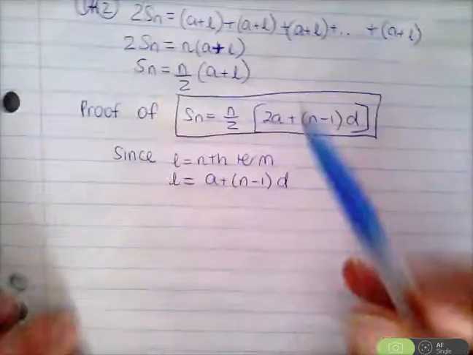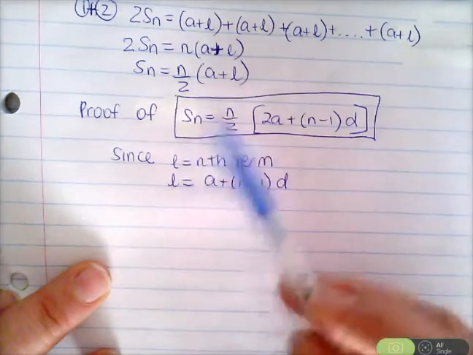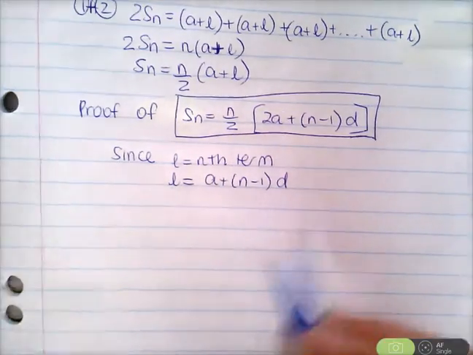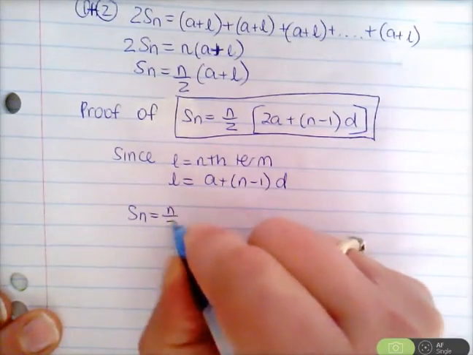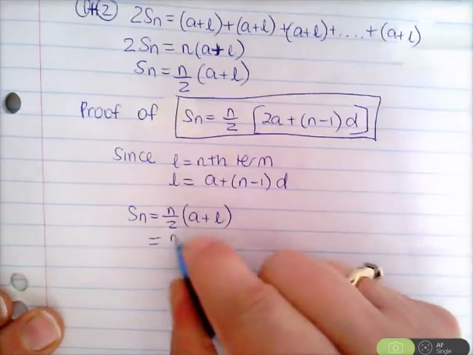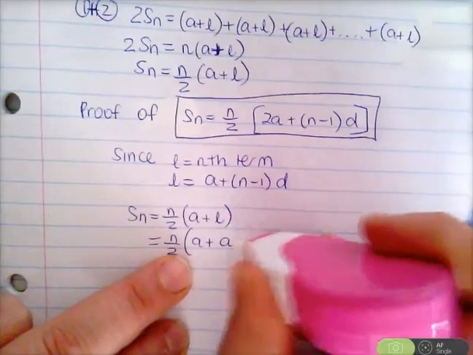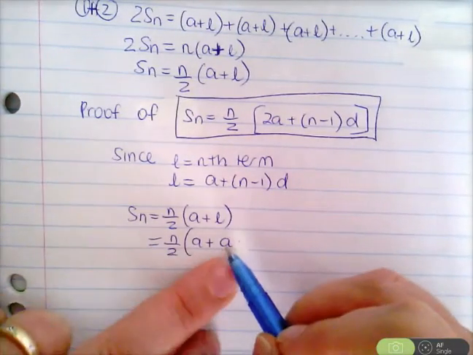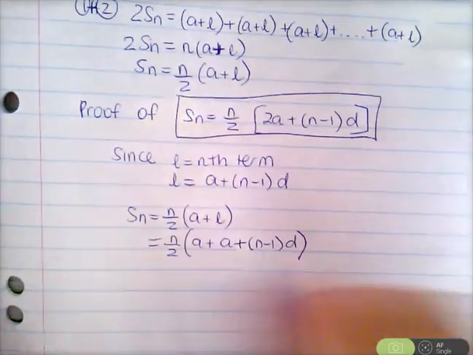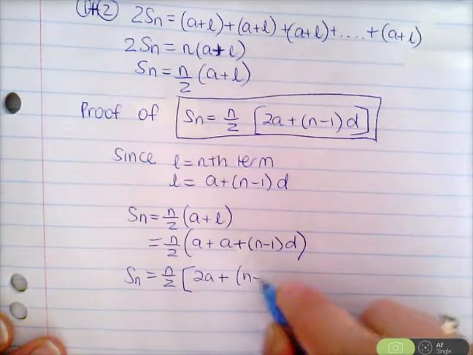Okay, just finished. Now we're going to do the proof of Sn equals n on 2 (2a plus (n minus 1)d). Since L is our nth term, and the formula for the nth term is a plus (n minus 1)d, we start with Sn equals n on 2 (a plus L). I'm going to replace the L with a plus (n minus 1)d, so it's n on 2 (a plus a plus (n minus 1)d). And so therefore Sn equals n on 2 (2a plus (n minus 1)d).